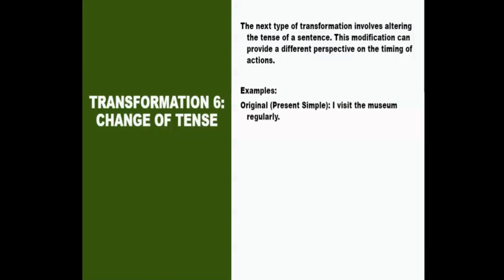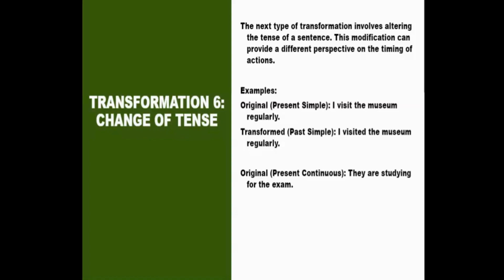Let's look at examples. Number 1, using the present simple tense, I visit the museum regularly. This is expressing a habitual action. I visit the museum regularly. We can transform this by using the simple past. I visited the museum regularly. Now, in the first sentence, we use the present simple. In the second one, we use the past simple.